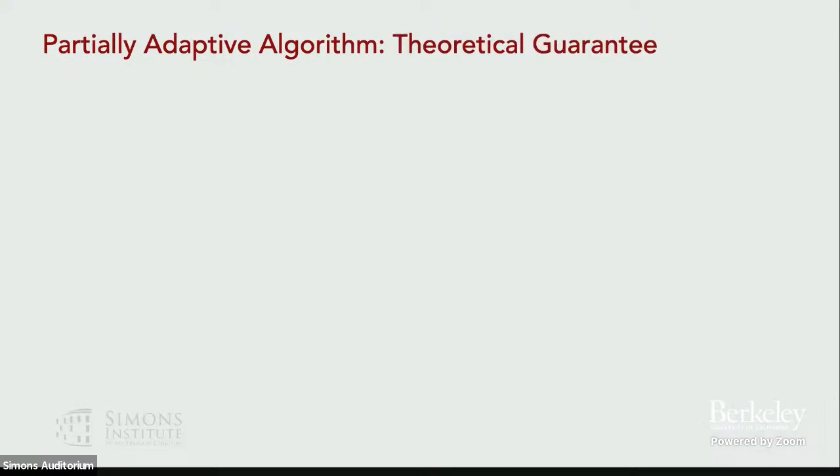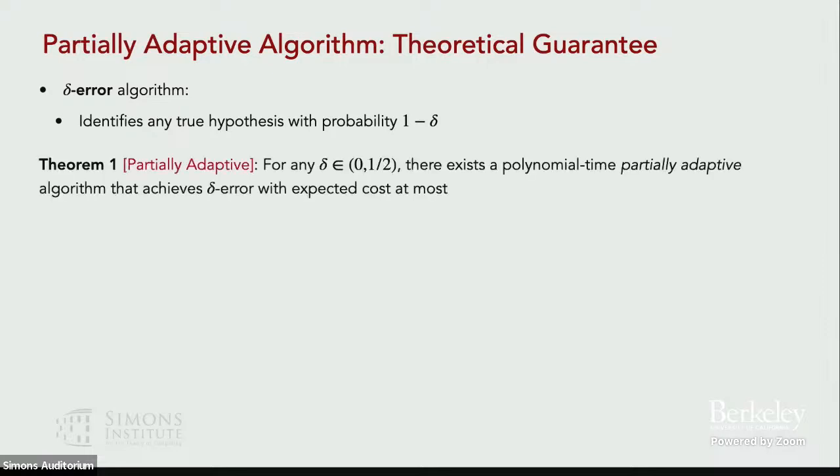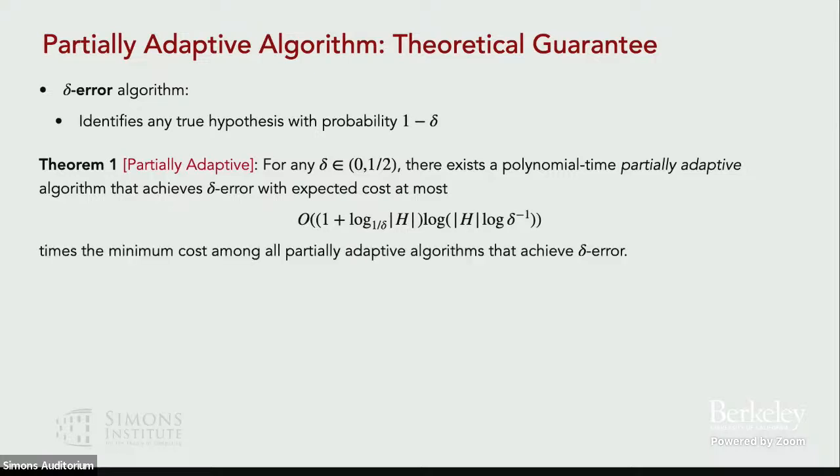Now, to state the theoretical guarantee for the partially adaptive algorithm formally, I'm going to introduce a notion of delta error algorithm. An algorithm satisfies this delta error property if it identifies any true hypothesis with probability 1 minus delta. For our partially adaptive algorithm, we can show that it achieves this delta error with expected cost at most the following amount times the optimum. So what's the optimum? The optimum is the minimum cost algorithm among all partially adaptive algorithms that achieves delta error.